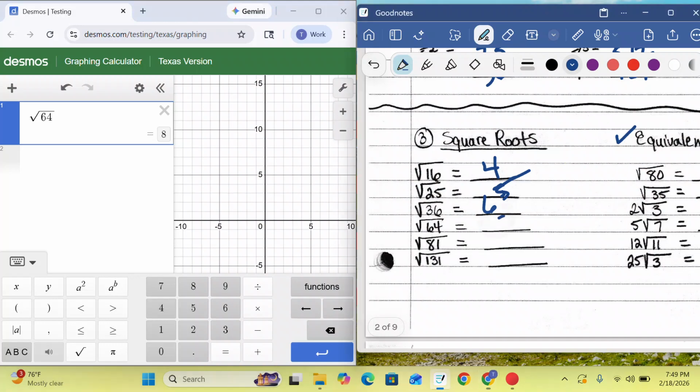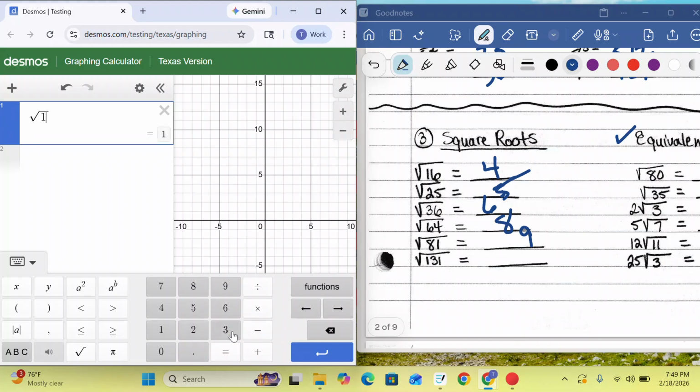The answer is 8. Then I go to square root of 81. So I'm going to put square root of 81. The answer is 9, because 9 times 9 gives us 81. Now I'm going to start running into some decimals. So just for the sake of me showing you how to do decimals, I'm just going to have you think about it as money.